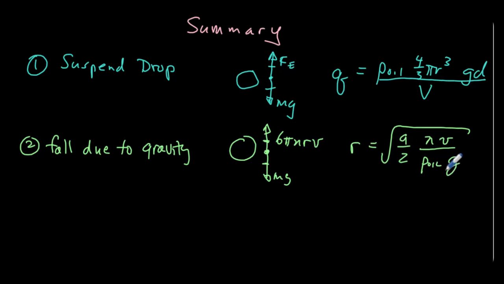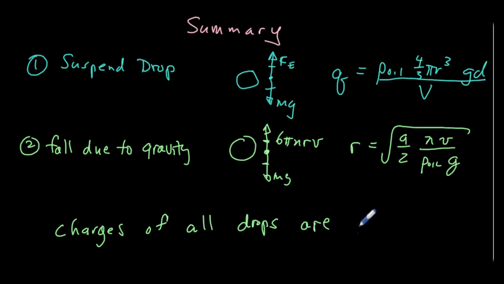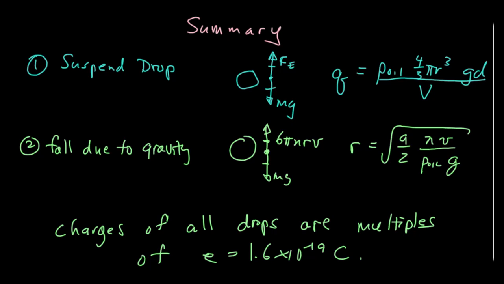So we can work out a numerical value for the radius of the drop, substitute it in for the equation for the charge, and then we're going to work out that the charges of all the drops are multiples of the elementary charge. And that is how the Millikan Oil Drop Experiment determines the value for the elementary charge.